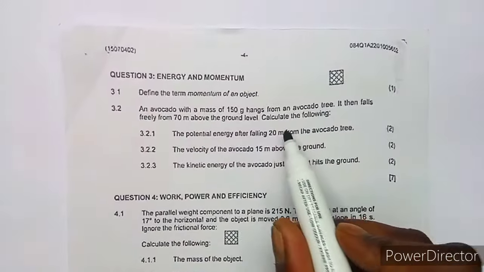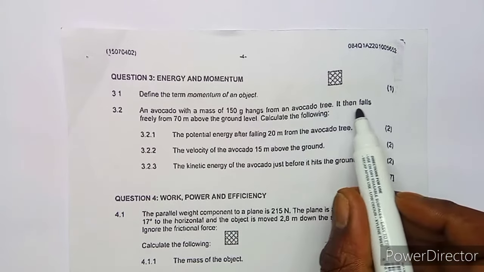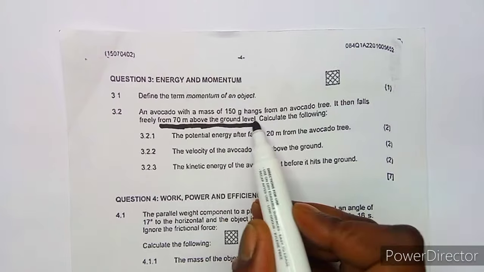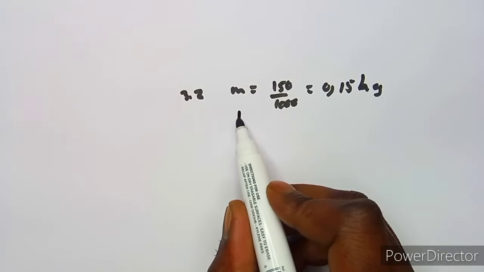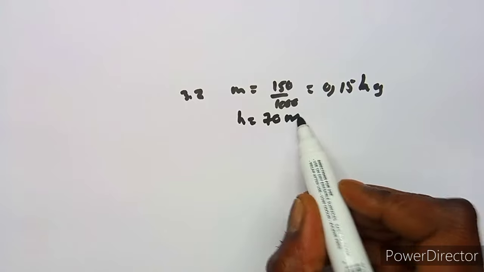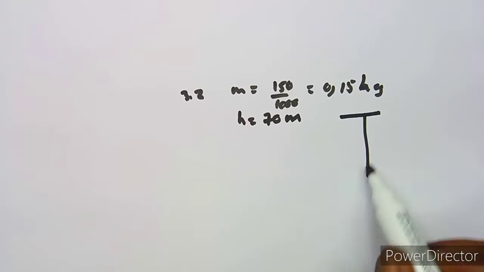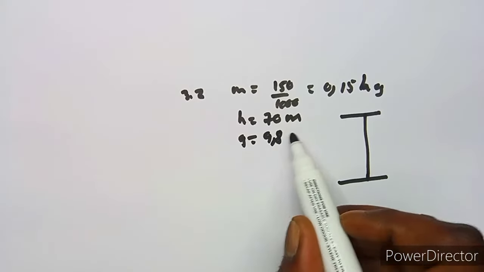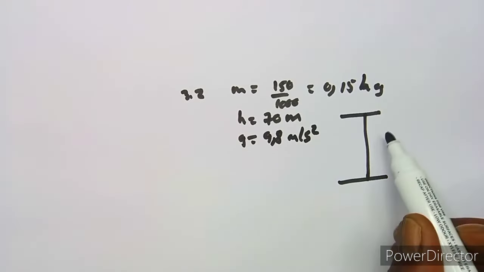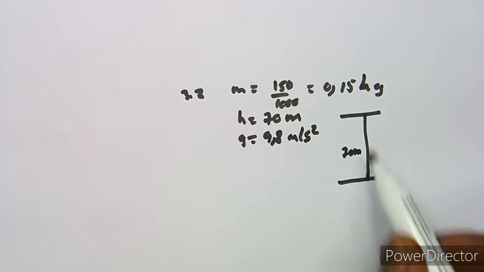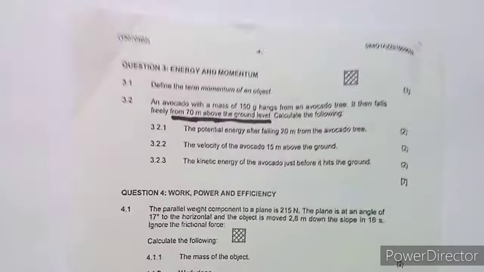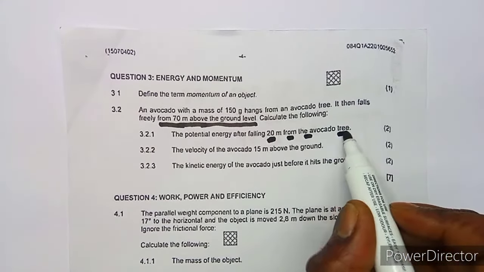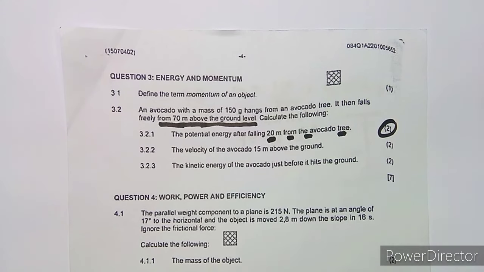So this avocado hangs from an avocado tree. It then falls freely from 70 meters above the ground level. So this is the height that you are given, which is 70 meters above the ground level, like this. So definitely you've got the gravitational acceleration of 9.8 meters per square second. So the first question is to calculate the potential energy after falling 20 meters from the avocado tree. What is that going to be?